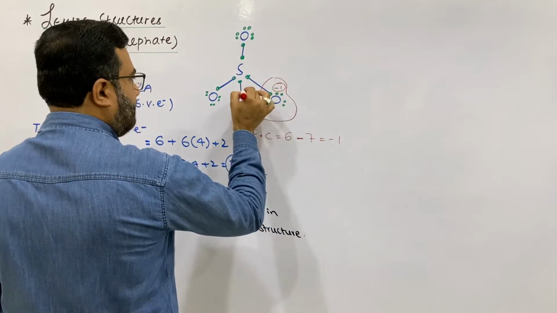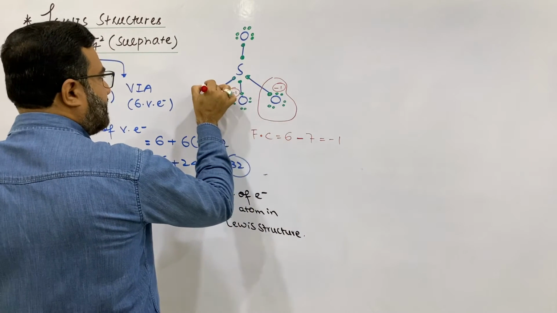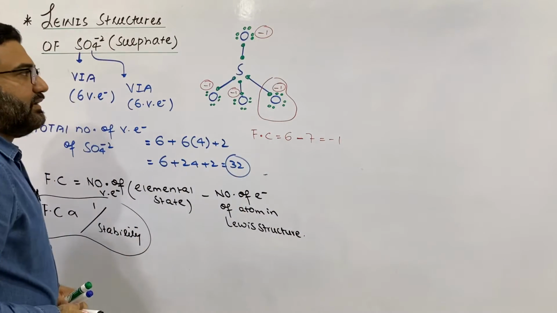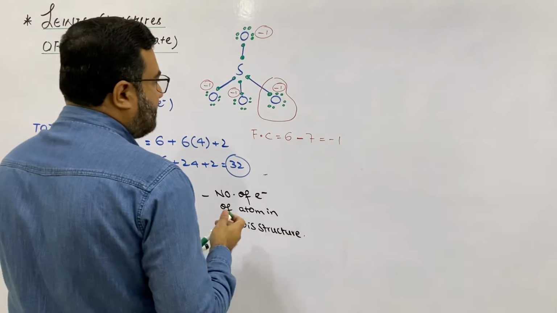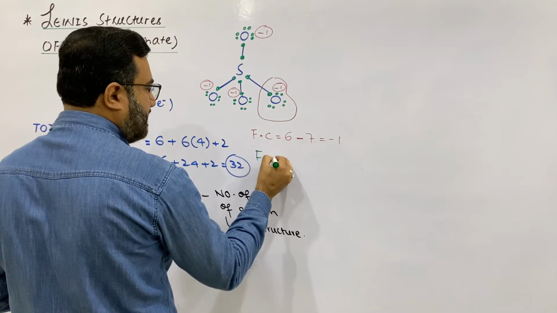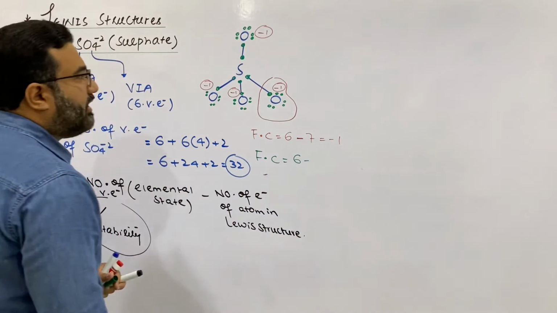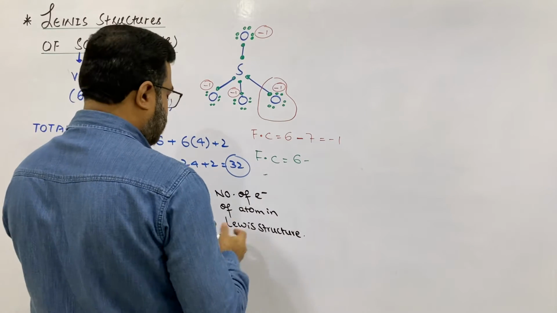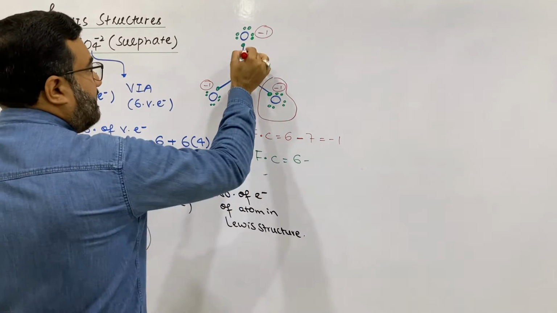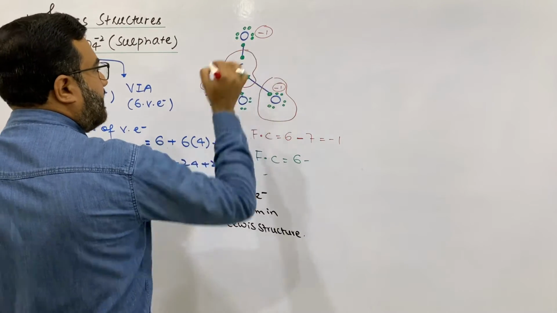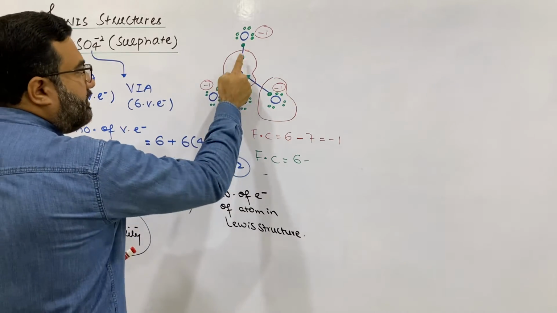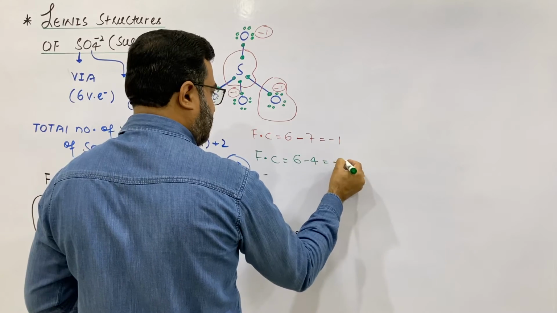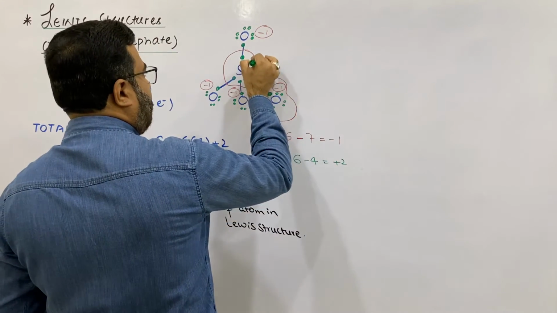It is -1 because all oxygens are the same. It is -1 and it is also -1. Now, what will be the formal charge of the sulfur? We will say the formal charge of the sulfur is equal to... sulfur is also a member of the sixth group, so it has 6 valence electrons in the elemental state. Now, how many electrons does it have in this Lewis structure? It has 1, 2, 3, 4 electrons. So 6 minus 4 will be equal to +2. It will have +2.